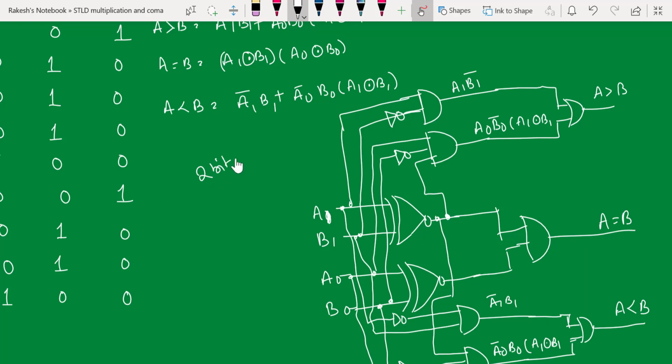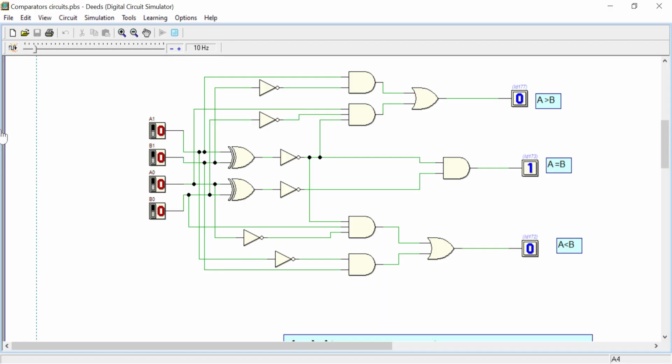I'm going to show the simulation of the same circuit in a moment. So you can look here, this is my 2-bit comparator circuit in which I'm going to use two XNOR gates for the A equals to B output. You can see this is one XNOR gate for A1 B1 and another XNOR gate for A0 B0, and the outputs of these two XNOR gates are given to an AND gate. This AND gate output is 1 only when both XNOR gate outputs are 1, that is, both the inputs are equal.